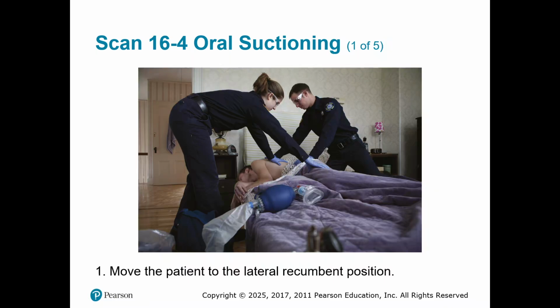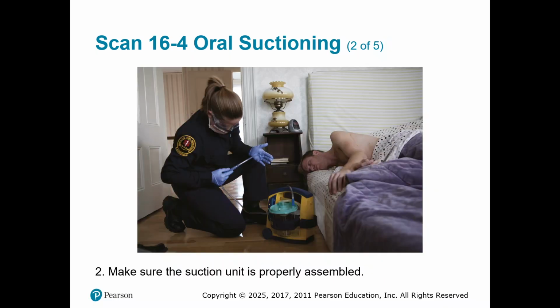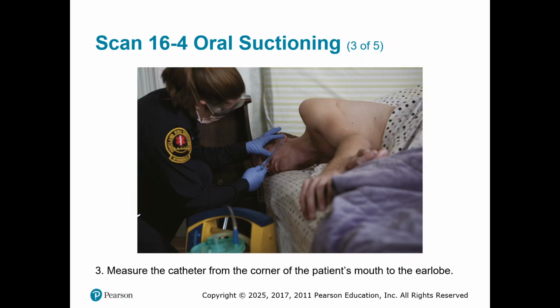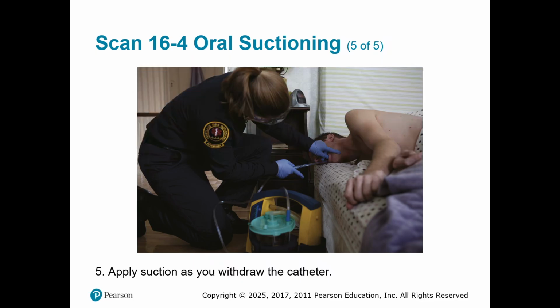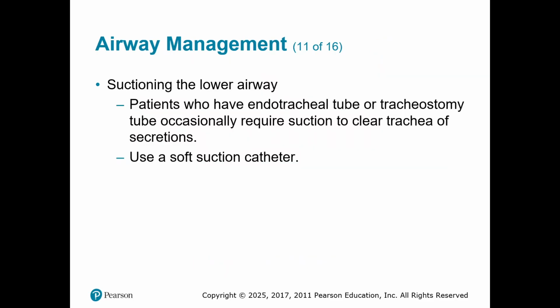And this is just showing pictures of how oral suctioning is completed. Make sure that suction unit is properly assembled. You're going to measure from the corner of the patient's mouth to their earlobe. Open the patient's mouth, insert the catheter. Apply suction as you withdraw the catheter. So you don't go in guns blazing. Go in and then suction on the way out.